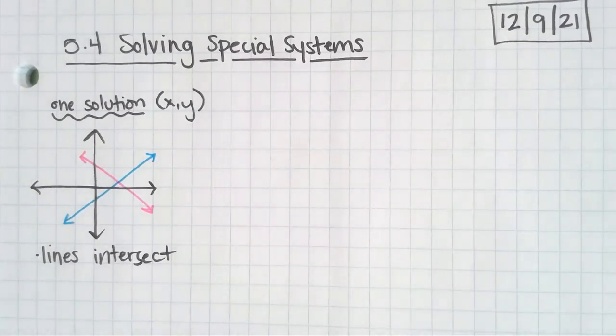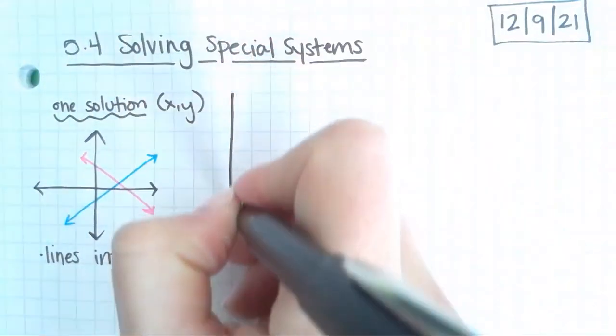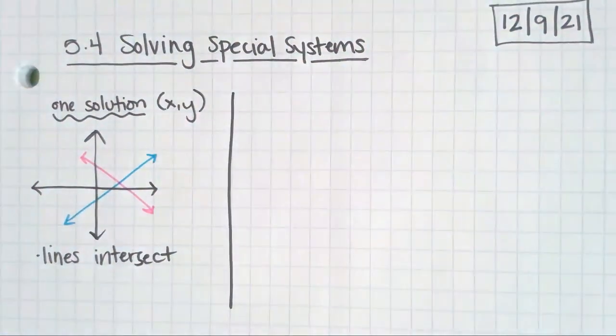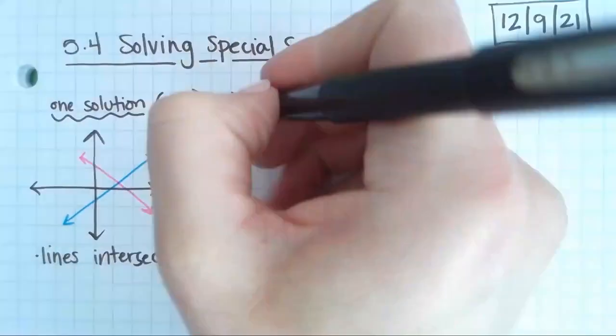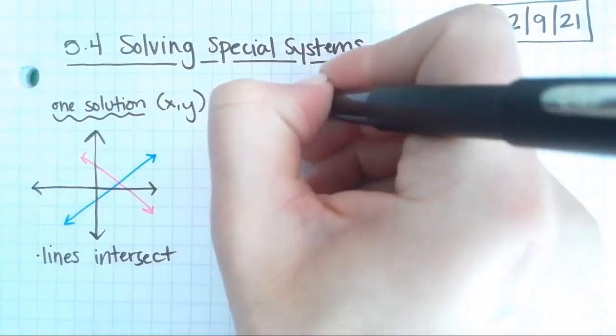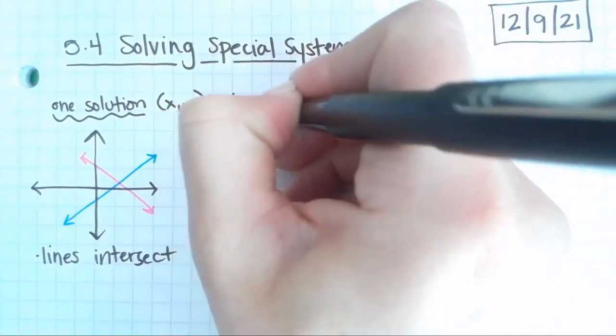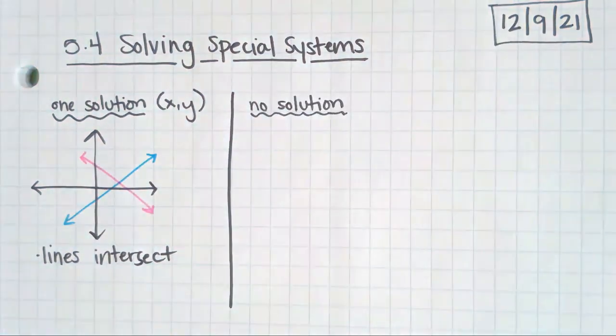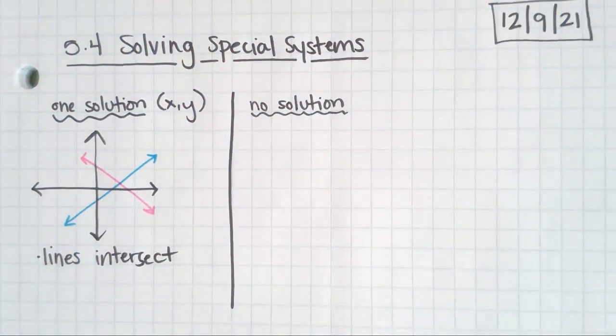But there are also two other possible situations that we could have. Okay, we could also have no solution. Now this is going to happen when the lines don't intersect. What kind of lines don't intersect, Joey? Parallel lines. So if we end up with a system and the lines are parallel, they will never intersect, so there will never be an ordered pair that we could say is a solution.